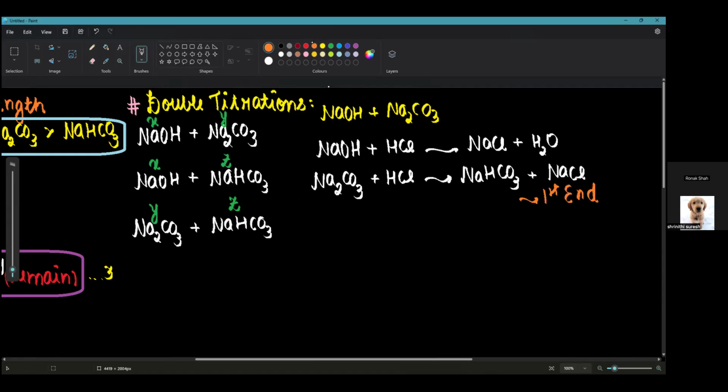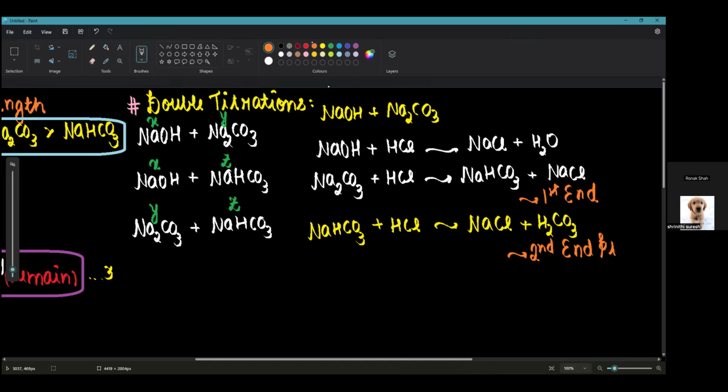Phenolphthalein will go from colourless to pink, but Na2CO3 is not completely neutralized. There will be one more reaction further, which is this one. The NaHCO3 that is formed will be neutralized with HCl to give you NaCl and H2CO3. H2CO3 you can split and write as H2O and CO2. Okay. So this is the second endpoint. In this, the methyl orange will convert from yellow to red colour.